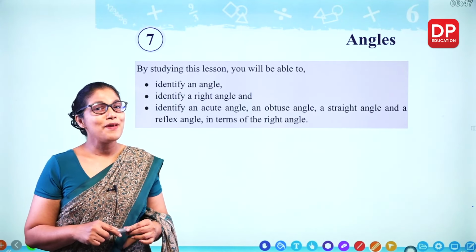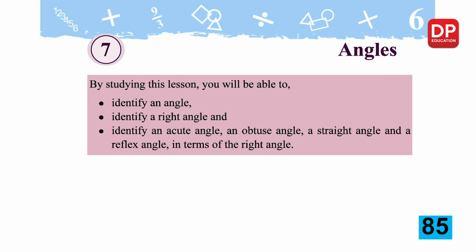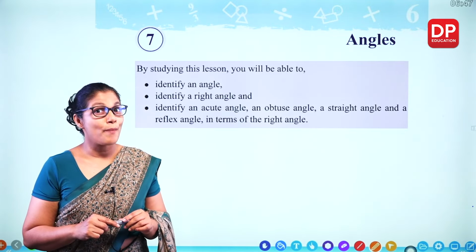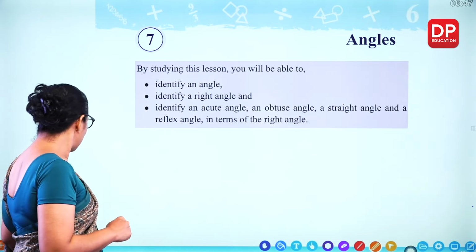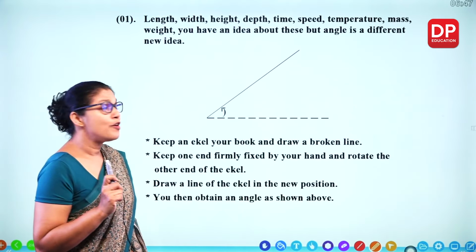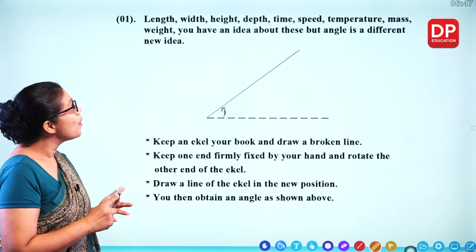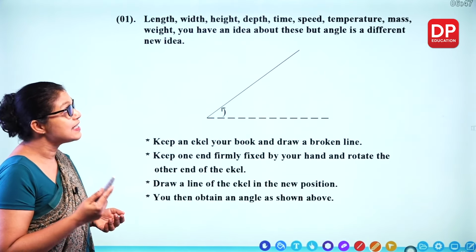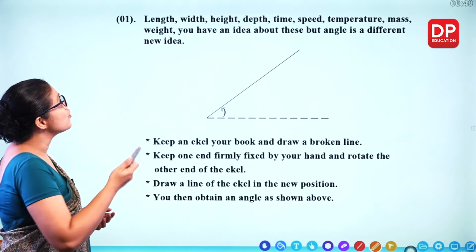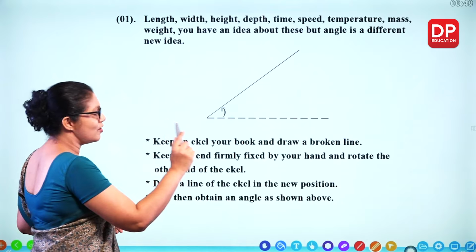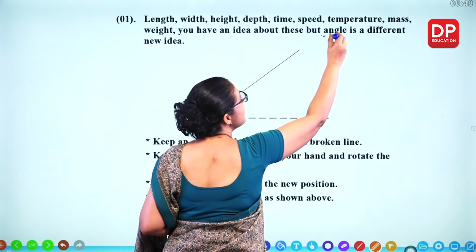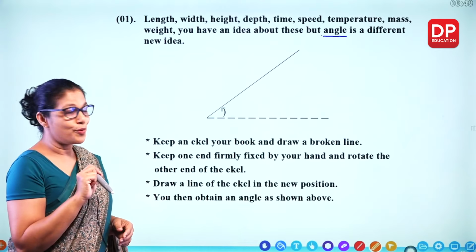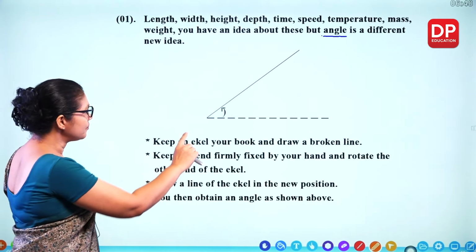Hello children, today I am here to teach you chapter 7 in your textbook, that's angles. So this is another geometry lesson. You already know about length, width, height, depth, time, speed, temperature, mass, weight, but you don't know about an angle. So that's a different word for you. Now look at this one.